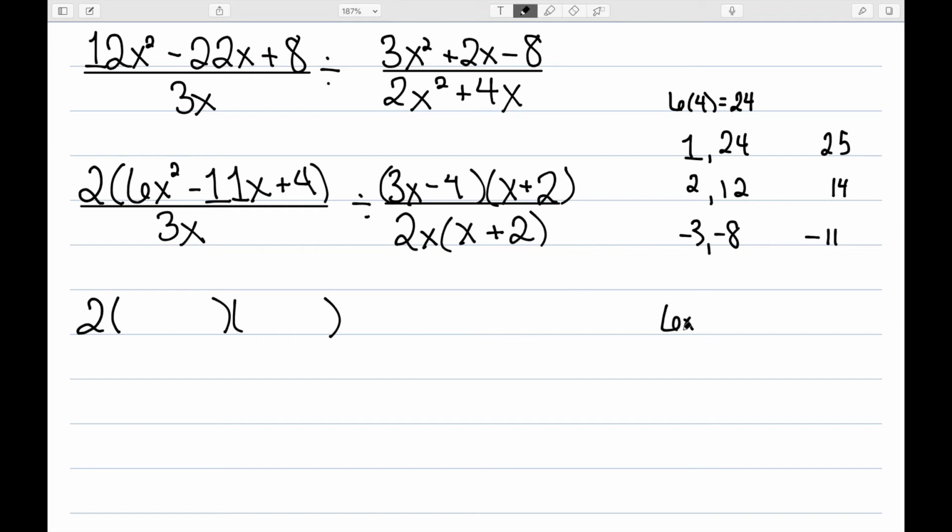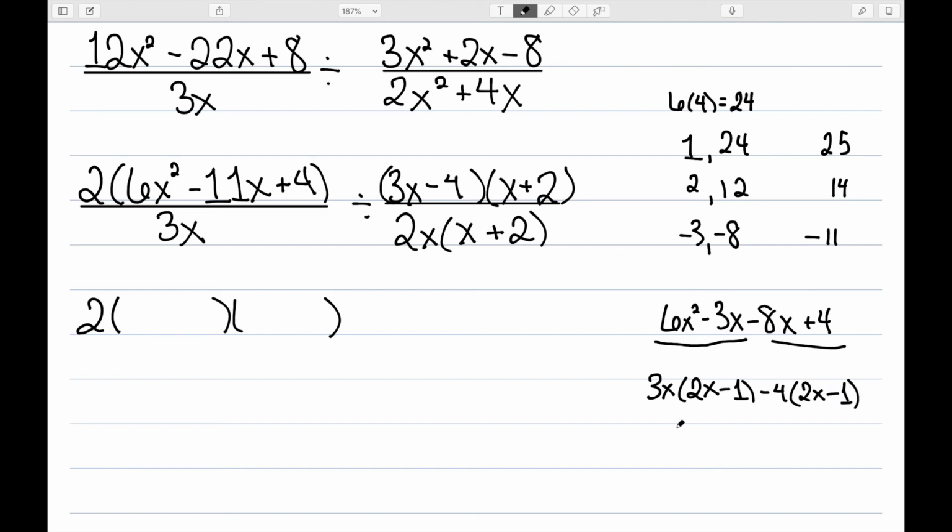So I can rewrite it as 6x squared minus 3x minus 8x plus 4. These terms here have a 3x in common. I'm left with 2x minus 1. These two have a minus 4 in common. I'm left with 2x minus 1. And then we have 2x minus 1 in common. I'm left with 3x minus 4. So that gives me my 2 parentheses over here. And this is all over 3x.